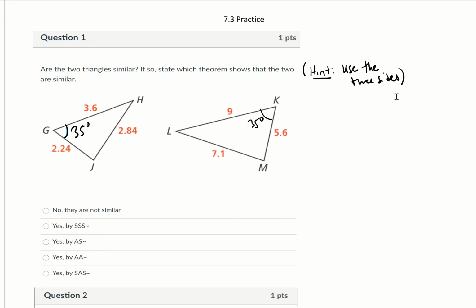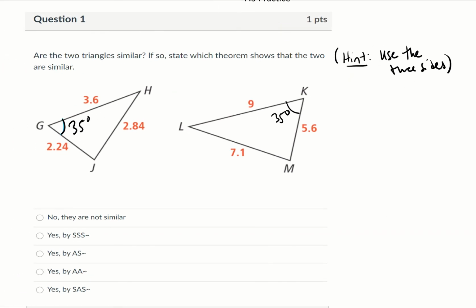This lesson on chapter 7, lesson 3 is on proving two triangles similar. So there's going to be a lot of questions where we determine are two triangles similar and similar types of questions, as well as solving for some unknown sides. So let's go ahead and get started.